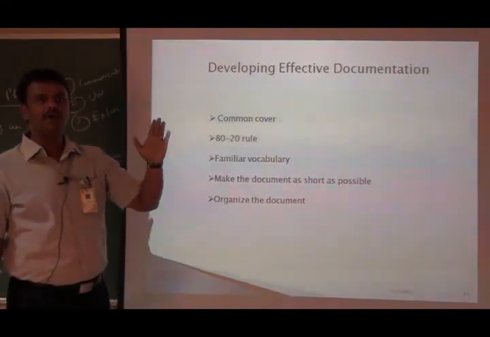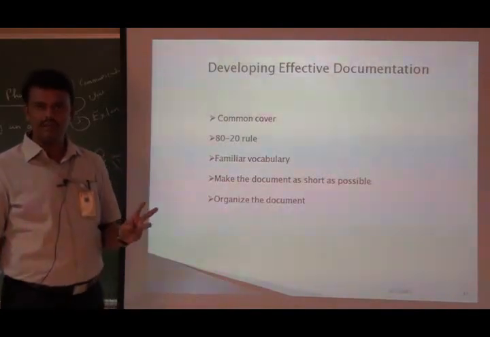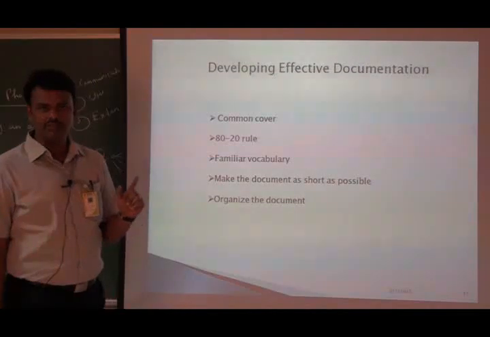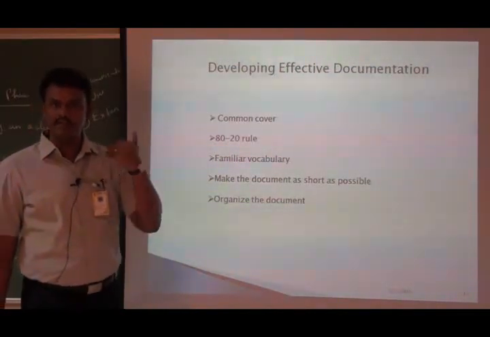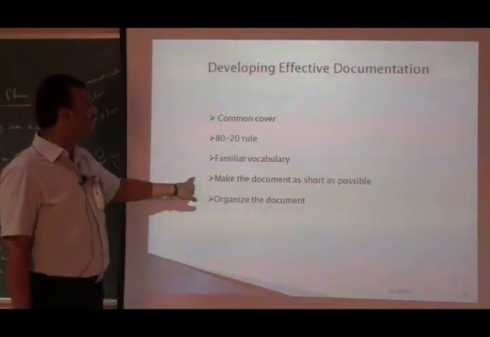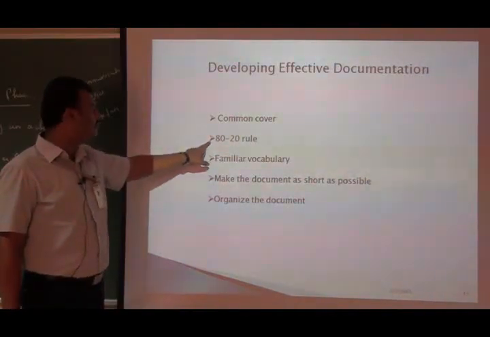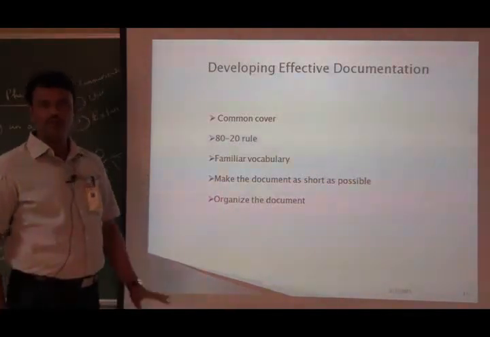Okay, the analysis part. What is the first step of the analysis part? First, we have to identify an actor, then develop a simple business process model using an activity diagram. The third one is to develop the use cases. The fourth one is to develop the sequence diagram, the interaction diagram, that is the sequence and collaboration diagram. After completing these, we go for developing the effective documentation. That is the common cover, 80-20 rule, familiar vocabulary, make the document as short as possible. Finally, we are going to organize the document.